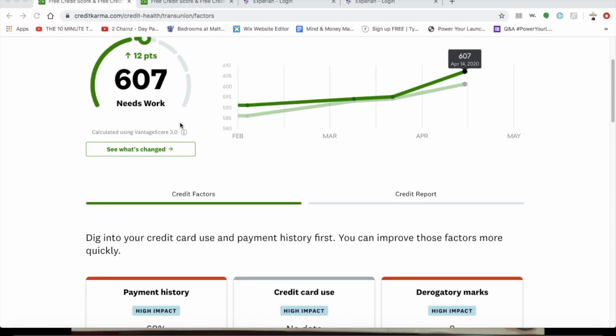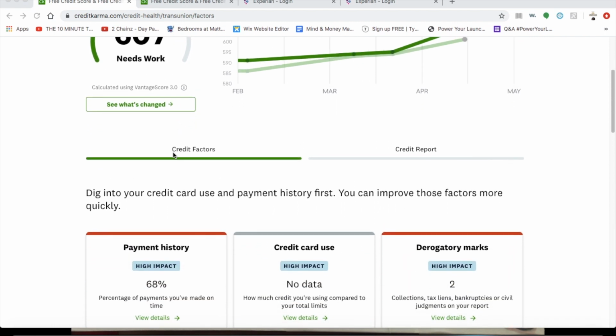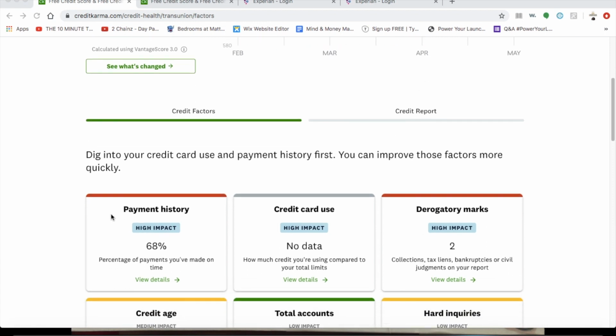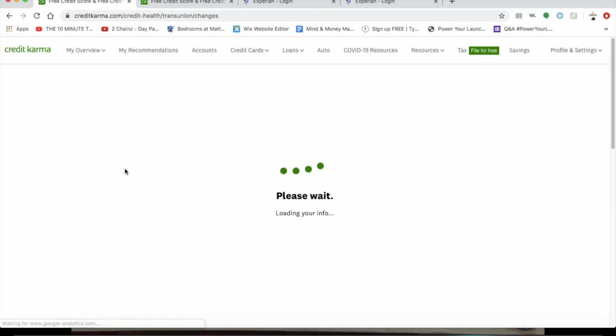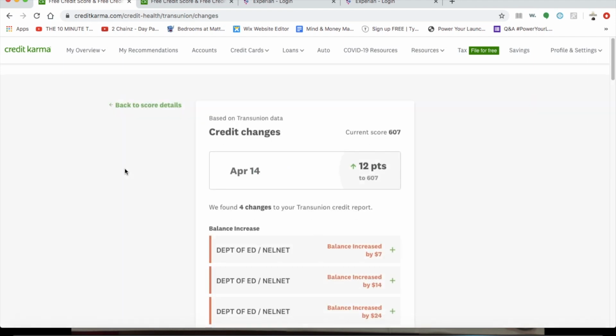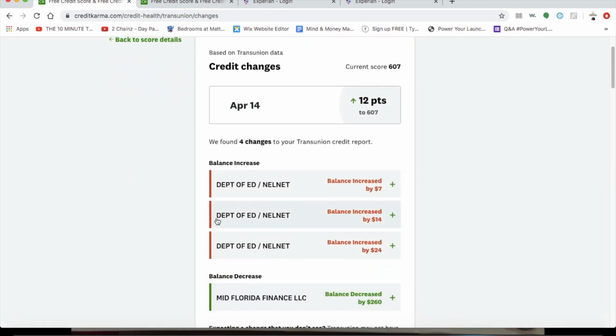So I go in and I immediately look at a few things. Credit factors and credit report. That tab is going to be credit report, right? But this gives me an overview to see where I am. I see what my points are, if it's an increase or a decrease, and I see, boom, my chart so I can see where I've been over the last couple of months. I like to go to this tab so I can see what has changed. I like to know, hey, what has been going on? This helps me understand and interpret my score a little bit better so I can understand where the fluctuation may be coming from, right?